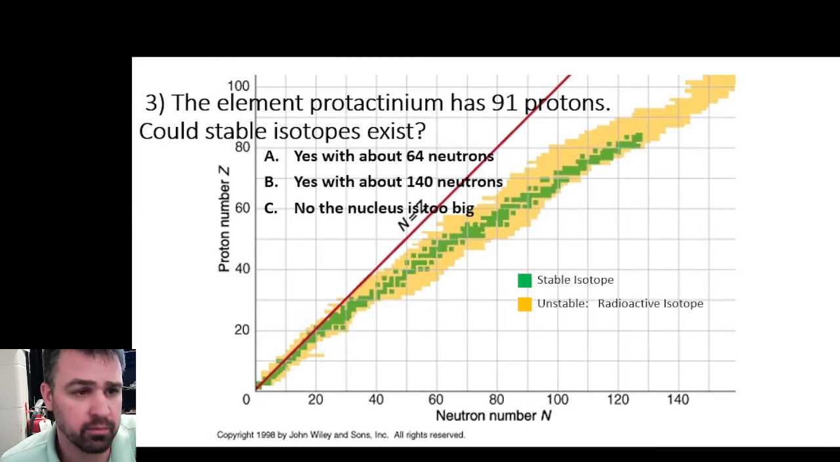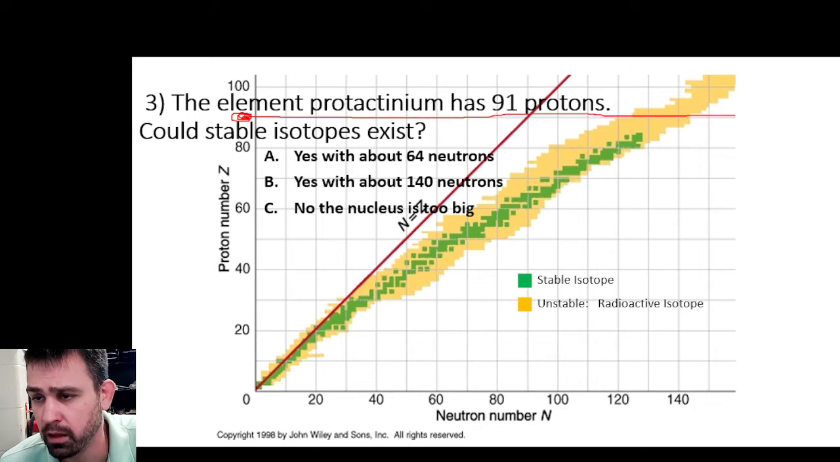Okay, an element, protactinium, has 91 protons, so I'm going to be all the way up in this area of the graph. Could stable isotopes exist? So 90 is going to fall right here. I know it's kind of hidden, but I'm going to draw a line. So this is your 90 line up here. When I draw this line all the way across, I notice that it doesn't fall within any green area.